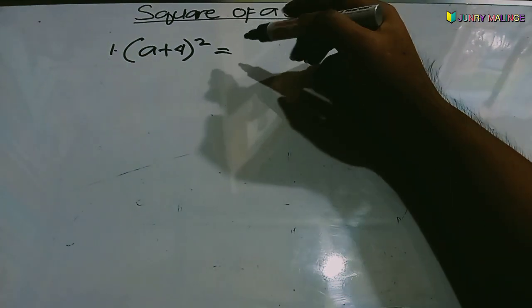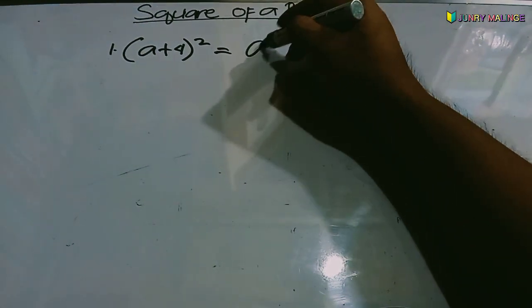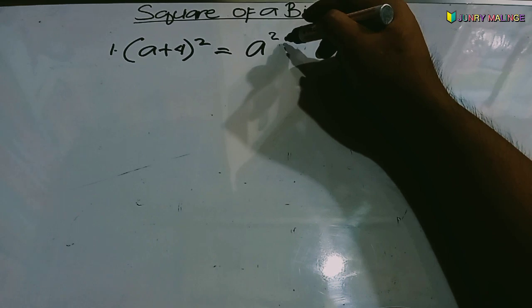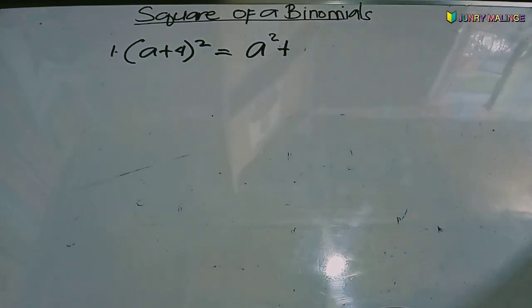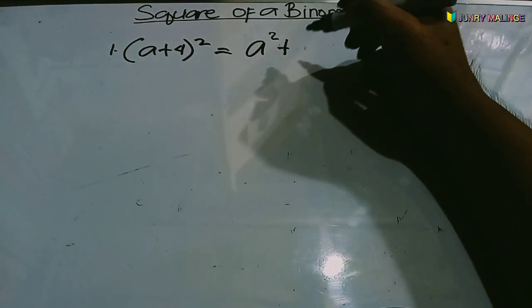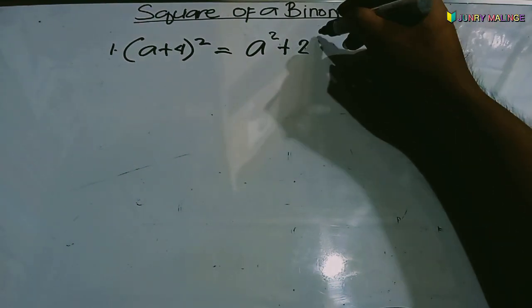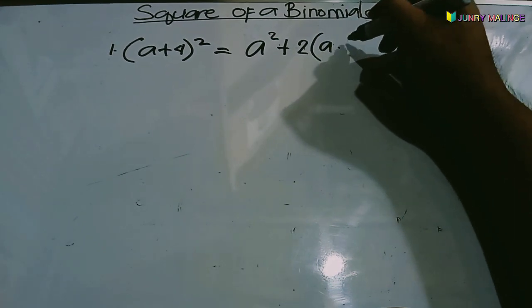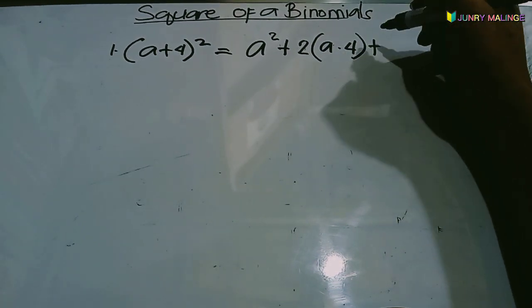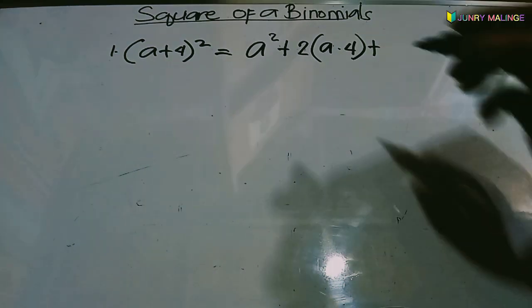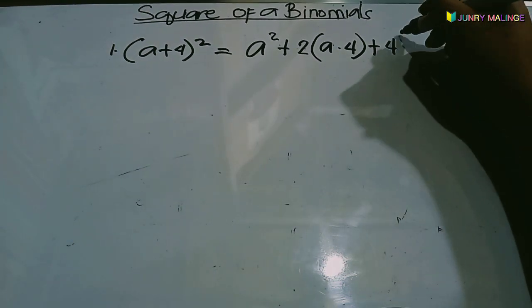What is our first term? That is letter A. So we square it, so we have A squared plus. Our next step is twice the product of the first term and the last term. I-twice natin ang product ng first term at saka last term. So we have 2 times A times 4, plus, and we're going to square the second term. So let's say we have 4 raised to 2.